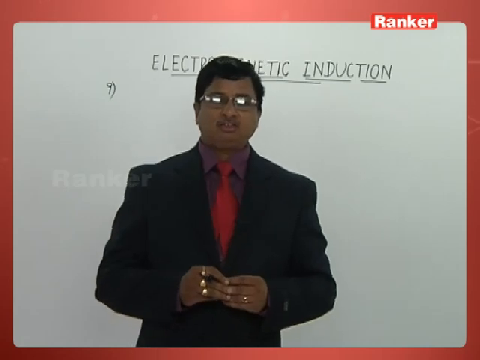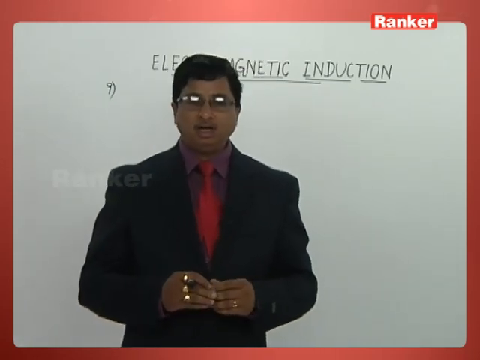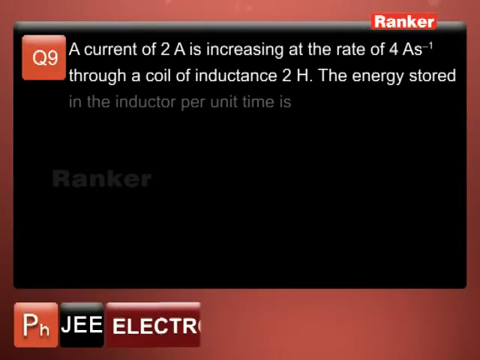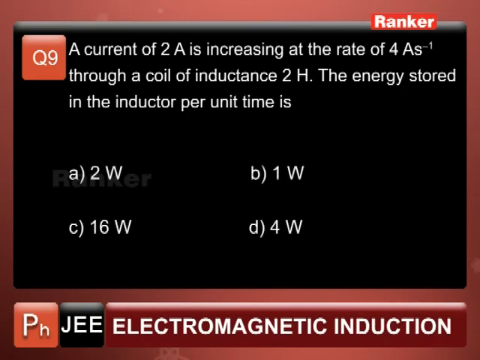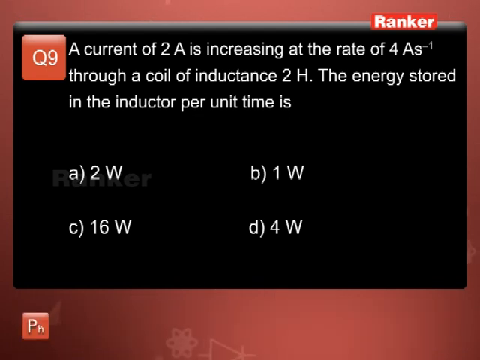So let us check the next problem here, that's problem number 9. A current of 2 ampere is increasing at the rate of 4 ampere per second through a coil of inductance 2 Henry. The energy stored in the inductor per unit time is how much?